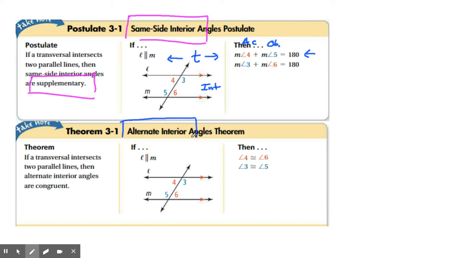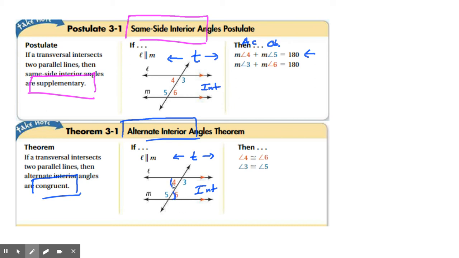Alternate interior angles. So now if you have alternate interior angles and lines parallel, then the alternate interior angles are congruent. So now notice again, here's my transversal, left side, right side, but now we're on the alternate side. So alternate means one's on the left, one's on the right, but we're still in the interior. So it's still these same 4 angles. But now angle 4 and angle 6 will be congruent.